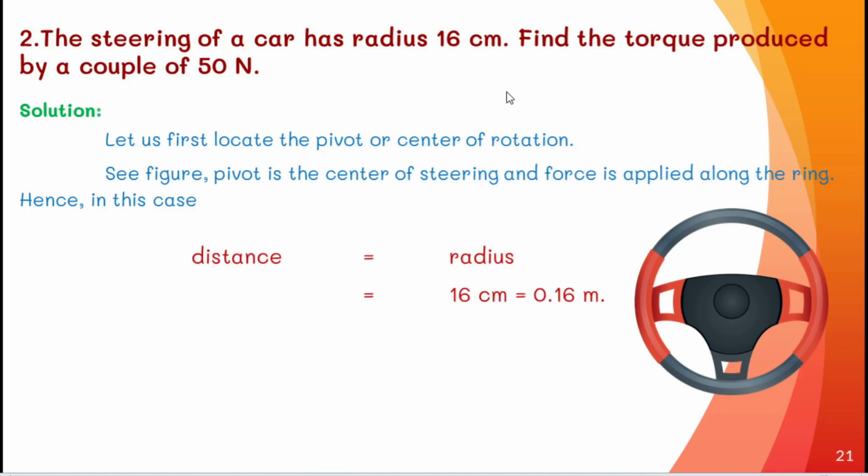Already I told you, here also they are given in centimeter. We have to convert it into meter. 16 centimeter is equal to 0.16 meter. Next we are going to write the formula. Torque is equal to D into F, that means force into distance. We apply these values into the formula: 0.16 into 50. So finally we get the torque is equal to 8 Newton meter.